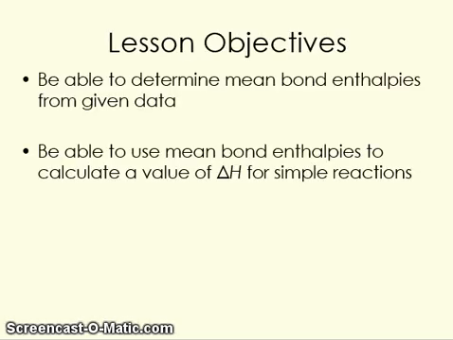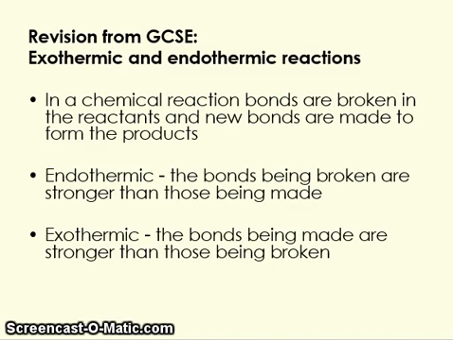The lesson objectives for this lesson are to be able to determine mean bond enthalpies from given data, and to be able to use the mean bond enthalpy to calculate a value for delta H for simple reactions. First of all, we need to do a quick bit of revision from GCSE.